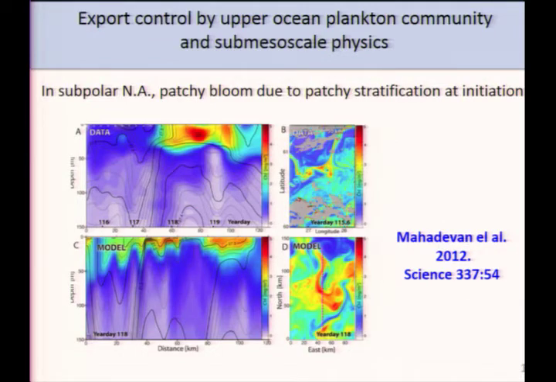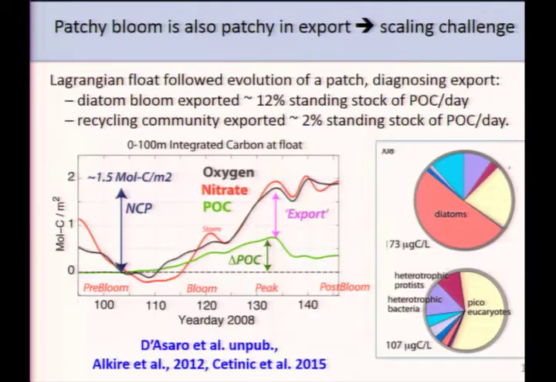Again, going back to the Mahadevan paper where we see the patchiness, what was shown in this paper is that the mechanism for the start of the bloom inherently leads to a patchy bloom. And so how then do you wind up scaling up? This is a really busy picture.